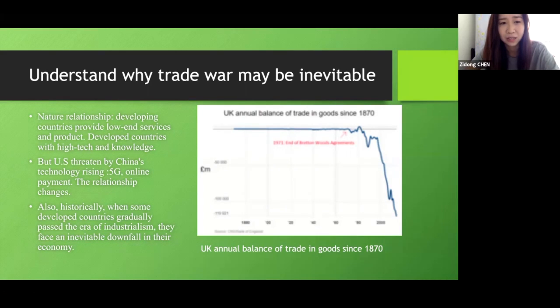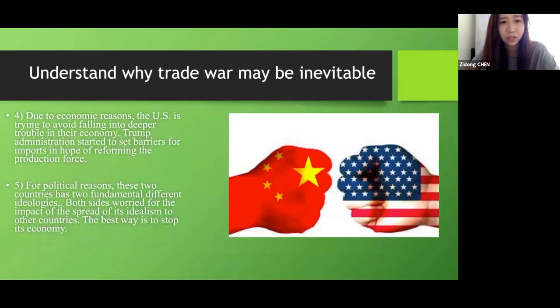Since the 1870s, they lost the trade. So due to economic reasons, the US is trying to avoid a downfall of the economy, and Trump is starting to set barriers trying to reform their production force. And for political reasons, these two countries have two fundamentally different ideologies, and both sides worry they will have an impact on nearby countries. So they want to stop each other's economy.